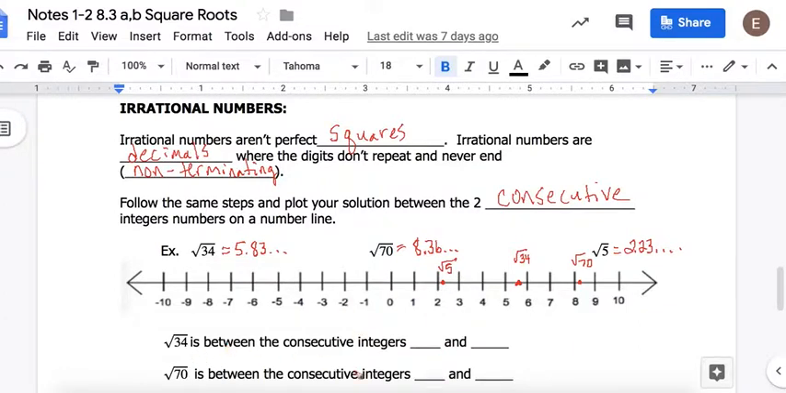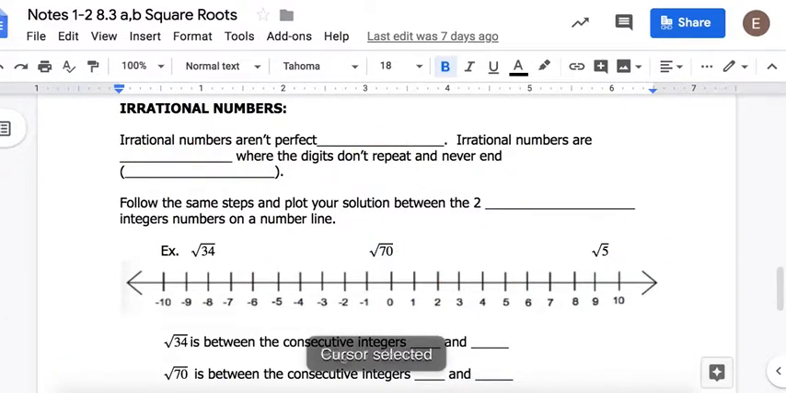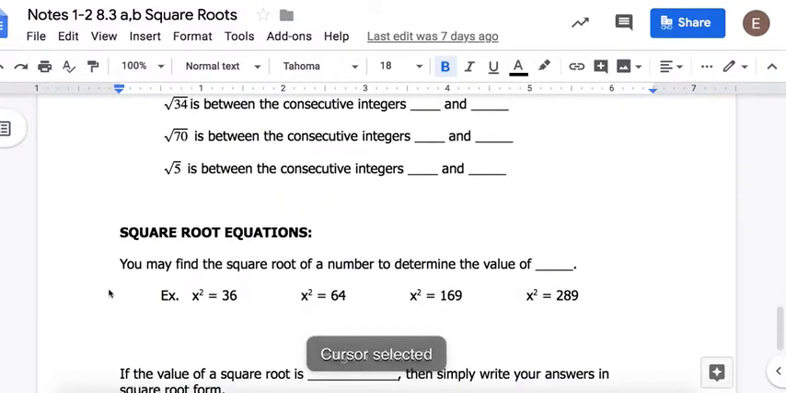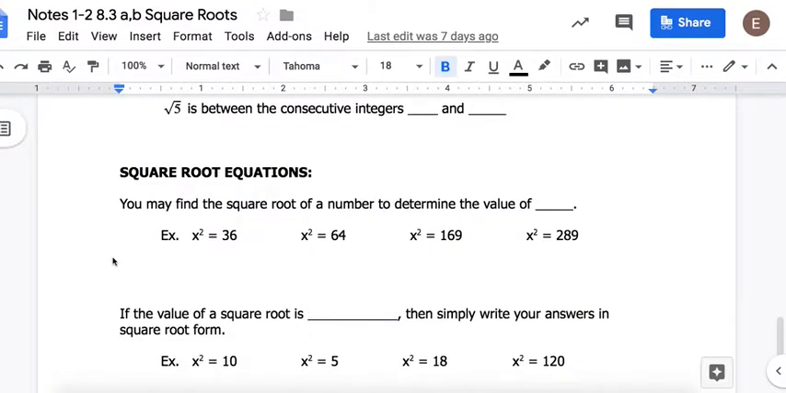So now it says the square root of 34 is between what two consecutive numbers? So I would look to where I put it, and it's between 5 and 6. The square root of 70, look where I put it, between 8 and 9. And finally, the last one, the square root of 5, is between 2 and 3. So I can fill that out between 2 and 3.